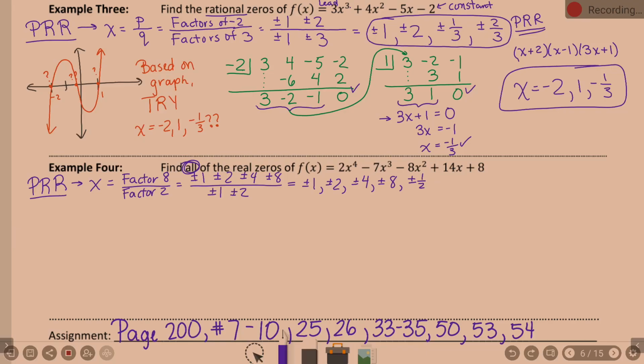Do I need to rewrite things doubly? No, but you need to check everybody. So these right here are my possible rational roots, only 10 of them. Do you want to check all 10? No, we want to graph and pick these smart ones.